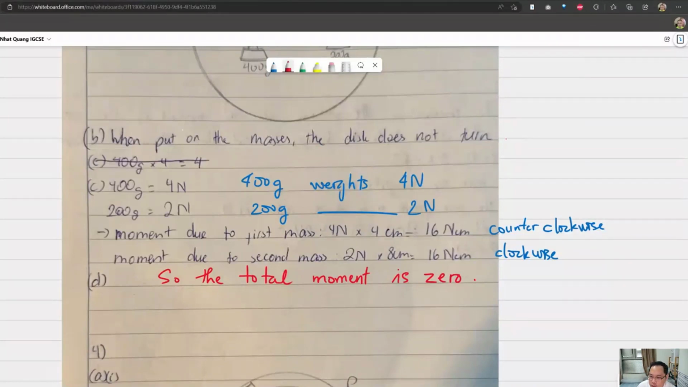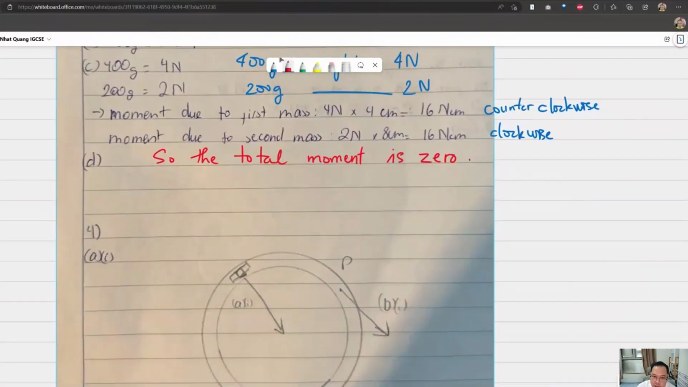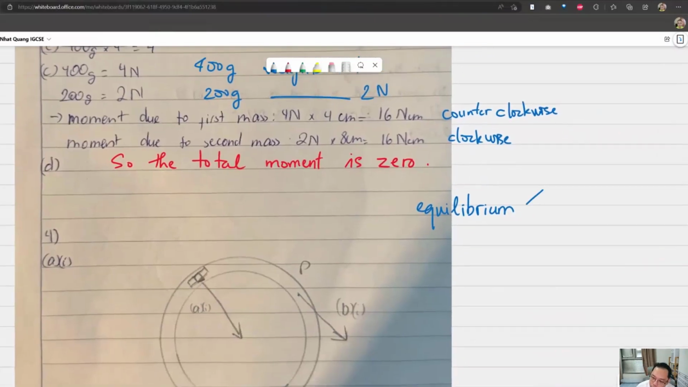This does not turn or rotate. Okay, C, correct. D, calculate the force on the pivot when the two masses are chosen hanging from the disk. Again, I just explained earlier, the condition for equilibrium of an object: no movement to the left or to the right in any direction. We call that translational linear motion. And also no rotation. When the two conditions are satisfied, the first thing is the net force, the total force, is 0. And the second thing is the total torque. Torque is also 0.